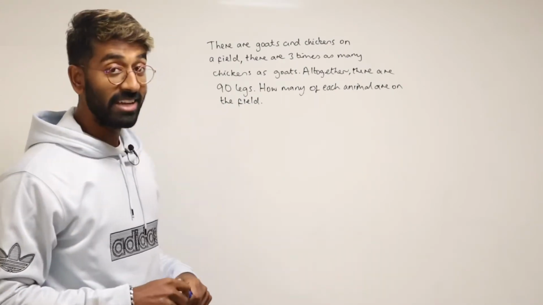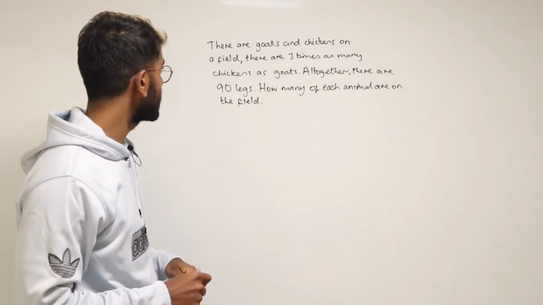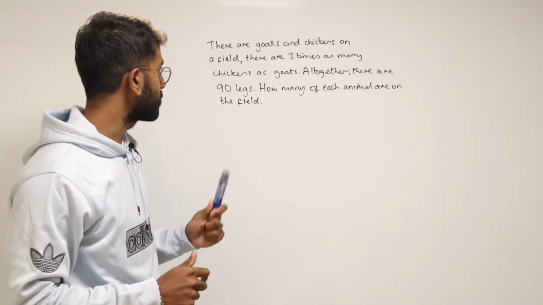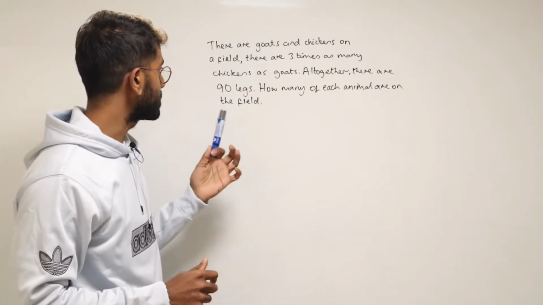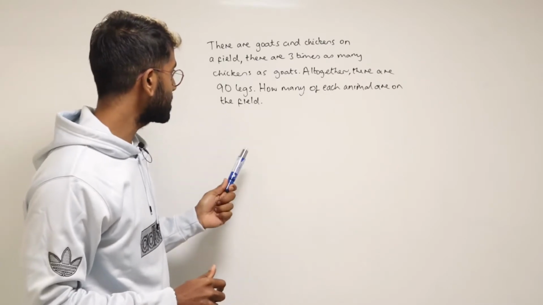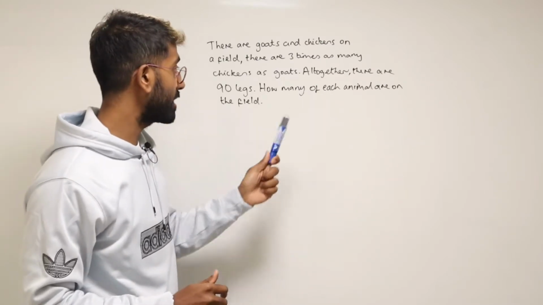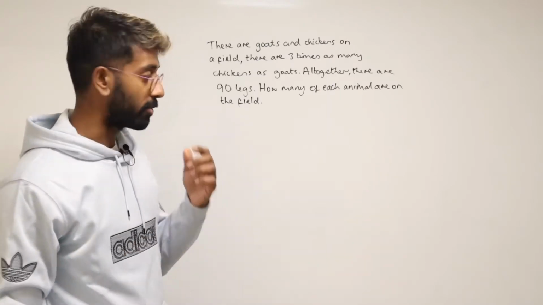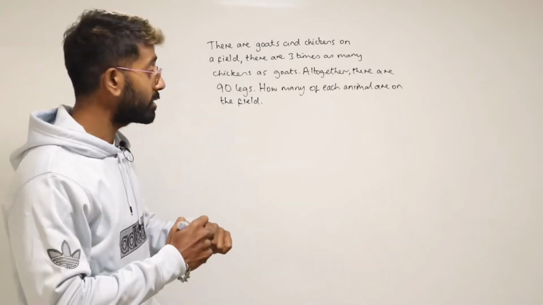Now we've got another 11 plus question, and here it is. There are goats and chickens on the field. There are 3 times as many chickens as goats. Altogether, there are 90 legs, and what we've got to figure out is how many of each animal are on the field.